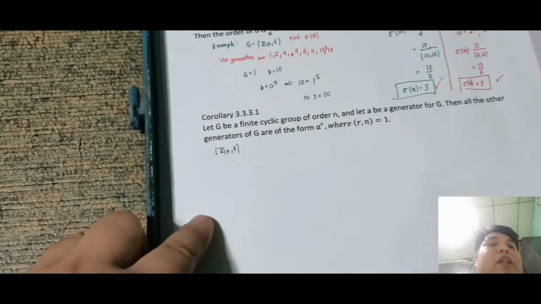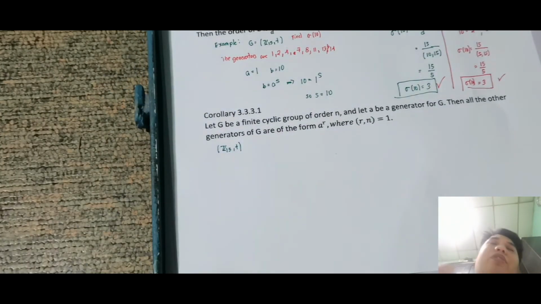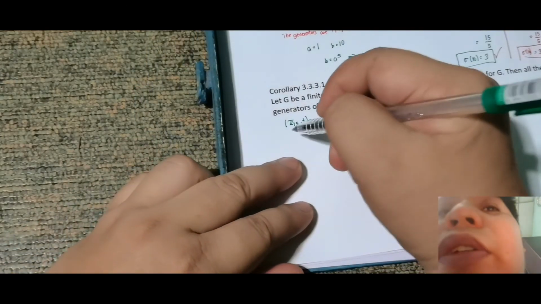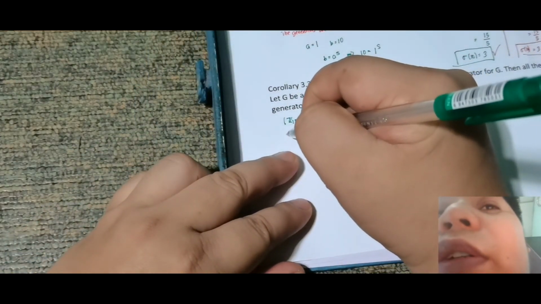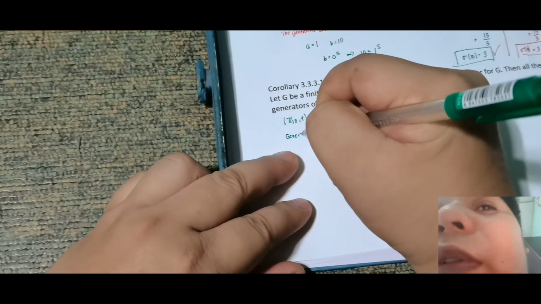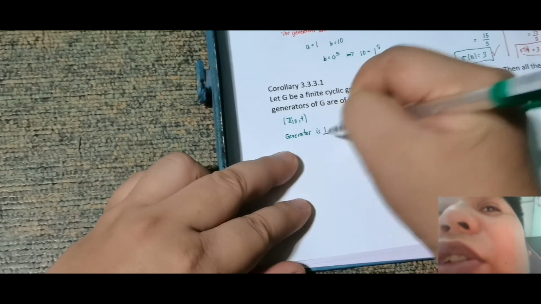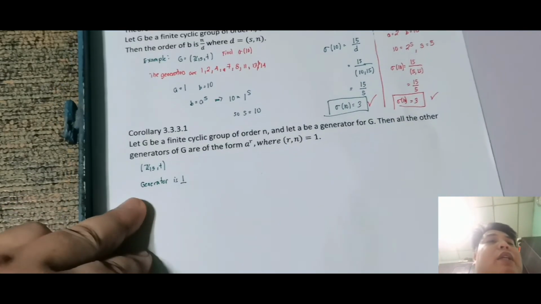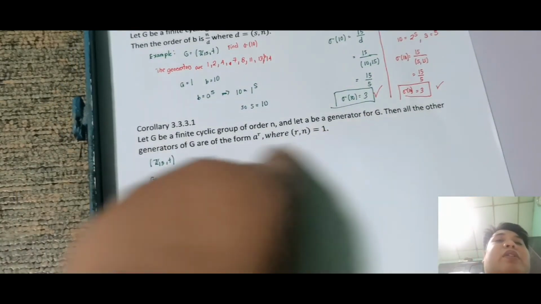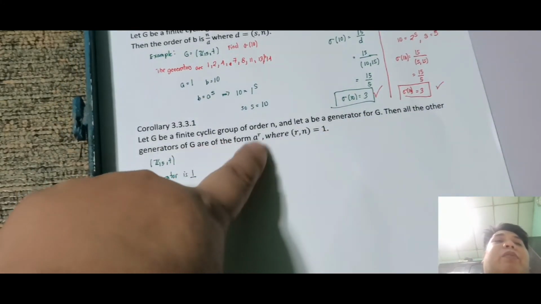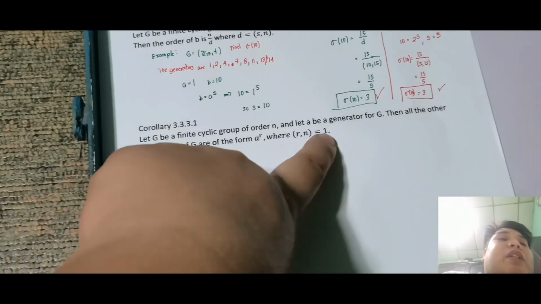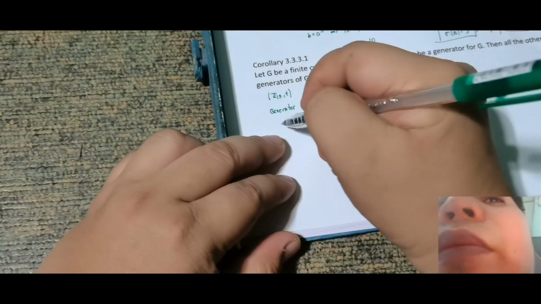So assuming na ang alam kong generator, sure tayo, no? Every C sub n, ang sure mong generator is 1. So assuming alam natin generator is 1, yan lang yung sure ko. Okay, anong gagawin? Ang sabi niya, then all other generators of G are of the form A raised to R, where the GCD of R, n is equal to 1. So paano yun? Ito yung gagawin nyo.